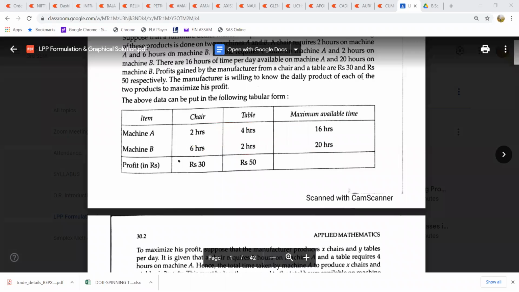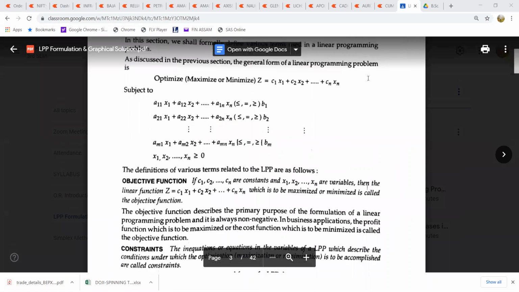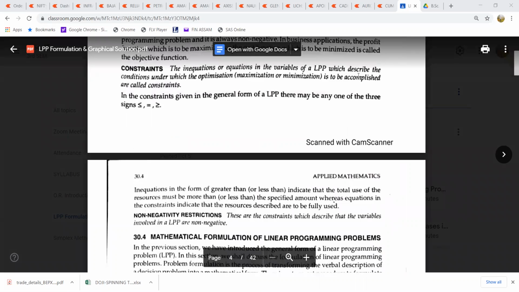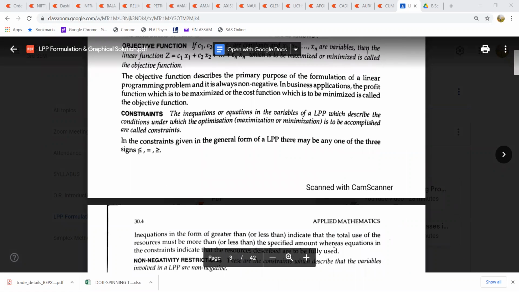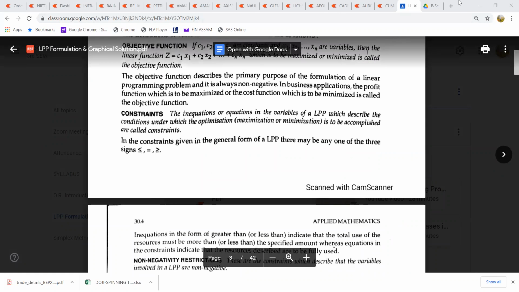Are you getting my point? So these are called constraints. In the constraints, as you have already seen, the signs are less than or equal to, or maybe equal to, or greater than or equal to. These are the three signs that will be there.